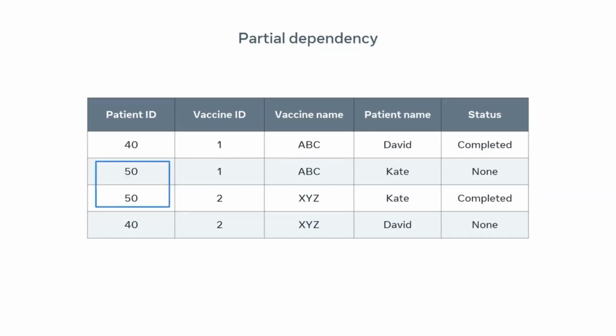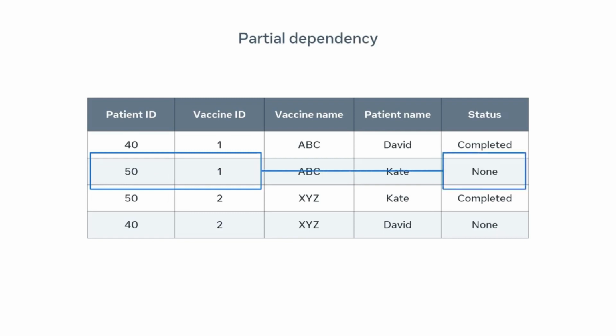So, how do I check that the patient with the ID of 50 has taken vaccine 1? I check the value of both the patient ID and vaccine ID keys. The combined value is the only way to return the vaccination status value of a specific patient. This means that there's a functional dependency between the status value and the primary key value.